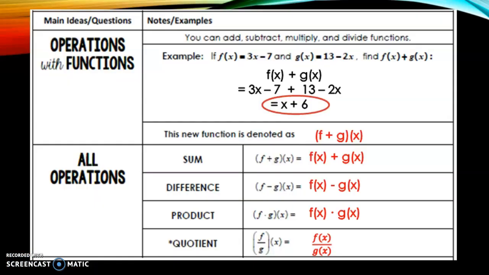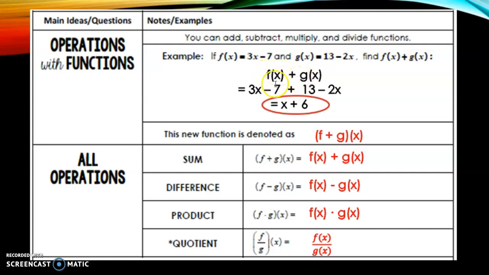operations with functions. So basically you can add, subtract, multiply, and divide multiple functions at a time. In the example they give us f of x equals 3x minus 7, and g of x equals 13 minus 2x. Find f of x plus g of x. So we're taking the f function plus the g function. That's all we're doing. I'm writing it as f of x plus g of x.